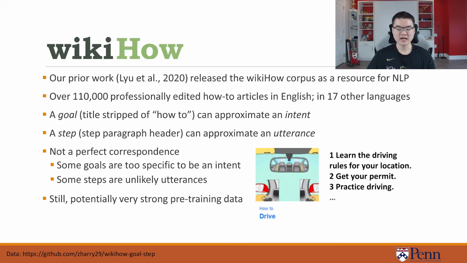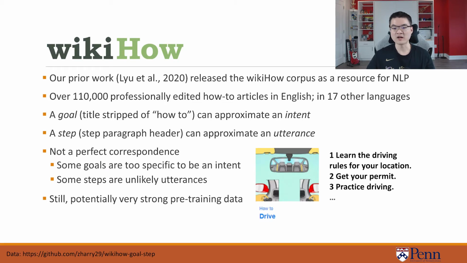If you have a WikiHow article named How to Drive with some steps, for example, learn the driving rules, get your permit, practice driving, you can imagine an utterance would be practice driving or I want to practice driving, and the corresponding intent would be drive.